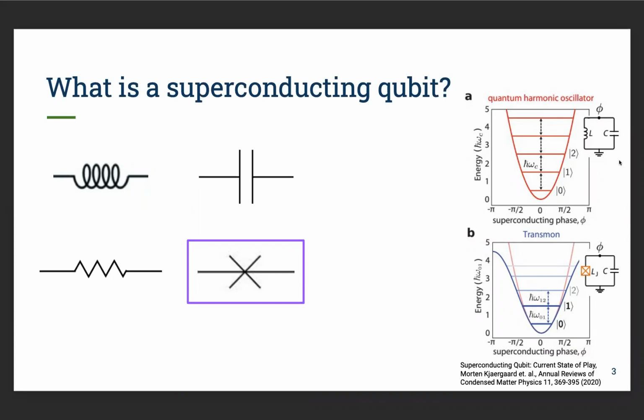You can see here on the top right, there's an LC oscillator, and the energy levels for this circuit are all evenly spaced. So in an experiment, you can't individually address two of these levels as your qubit. But if we replace the inductor with our Josephson junction, it adds some nonlinearity. Now the energy spacing between the 0 and the 1 state, the ground and the excited state, is different than that between the excited state and the second excited state. So this is great for us.